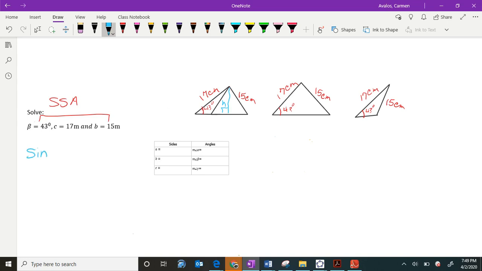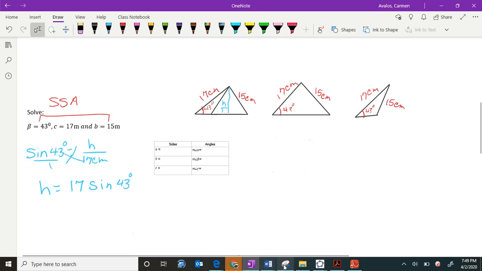So I'm going to do the sine of 43, which is going to be the opposite, h, over the hypotenuse, which in this case is the adjacent side. And so we get this. Then we put this over 1 and do the cross multiplication. I end up with h is equal to the adjacent side multiplied by the sine of the angle. And that is the formula we saw on the other page.